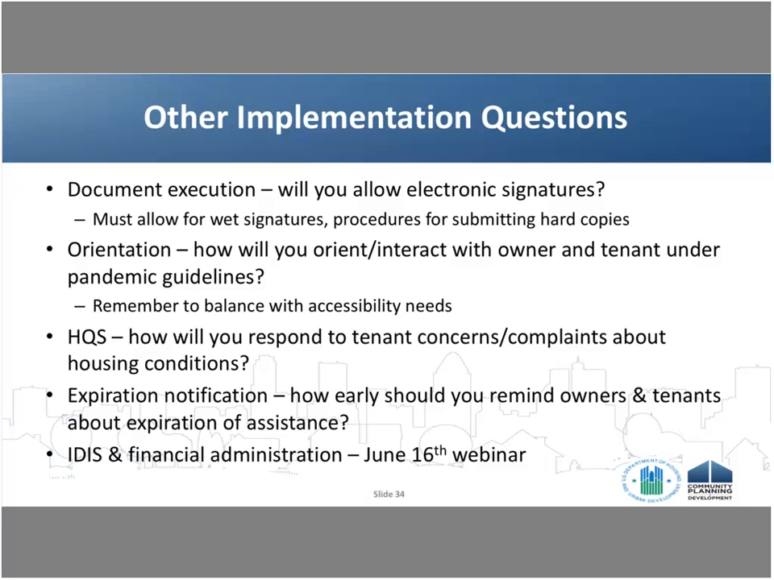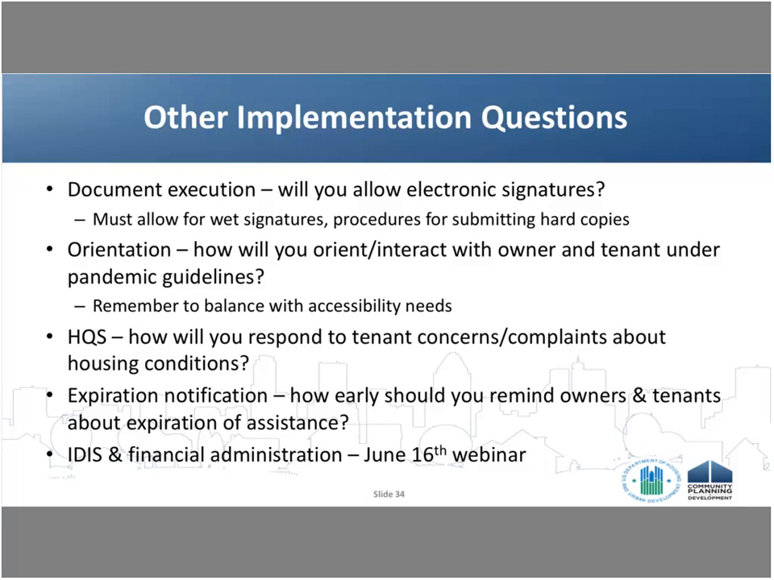to even allow for electronic signatures, but it encourages it, does not require it. And secondly, you cannot make it a condition of program participation to require the ability to do electronic signatures. You still need to be able to accept and process wet signatures, and so you'll need to have procedures for both electronic and hard copies of the various documents that we've been talking about today.